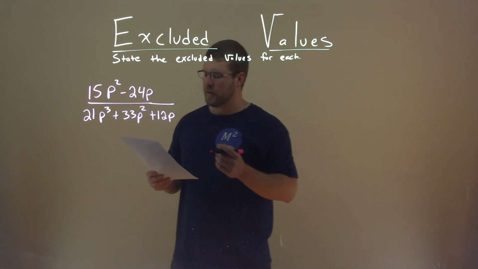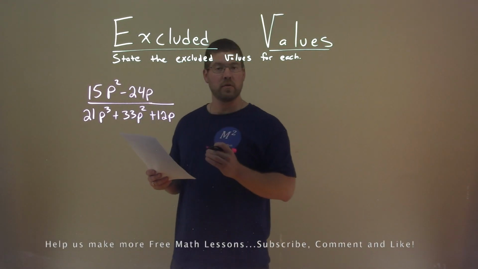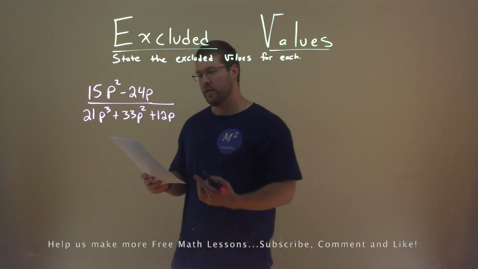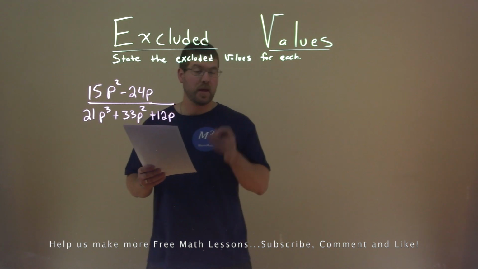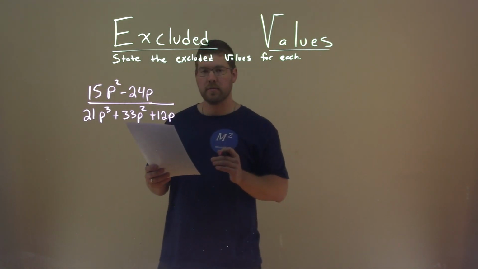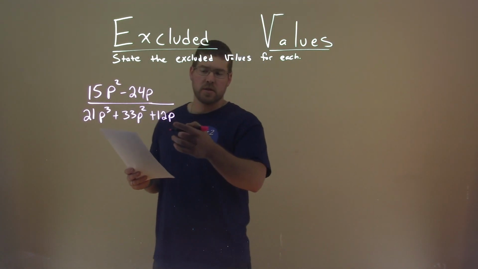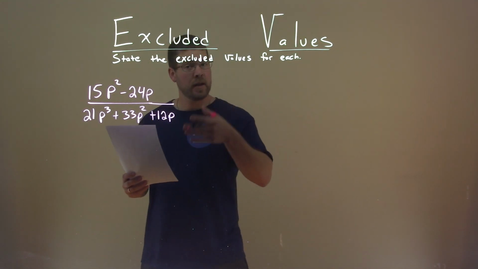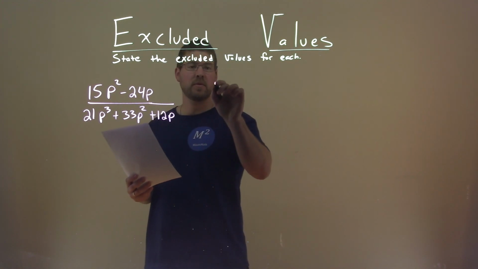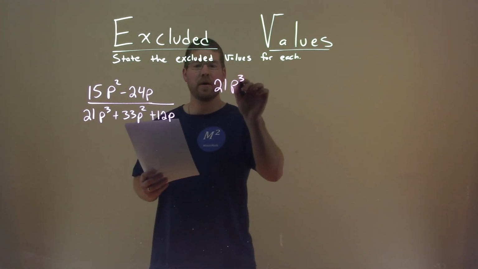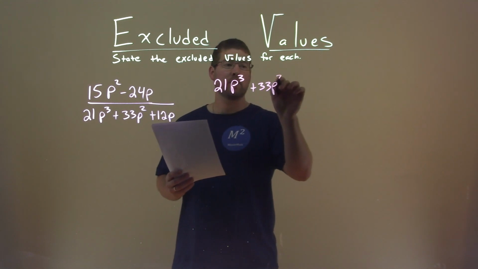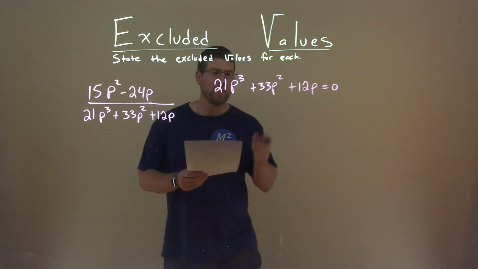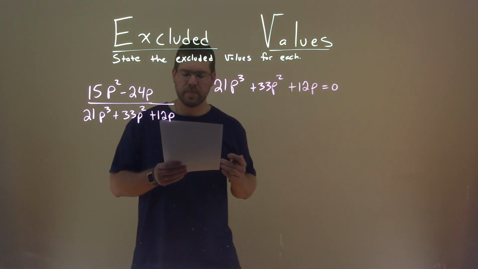We're given this problem right here. 15p squared minus 24p divided by 21p to the third power plus 33p squared plus 12p. And we want to find the excluded values. We know we have a rational expression here, and we know we cannot divide by 0. So we need to find when the denominator is equal to 0. So we take the denominator, 21p to the third power, plus 33p squared, plus 12p, and we're going to set it equal to 0. To find the p-values that make this equal to 0.